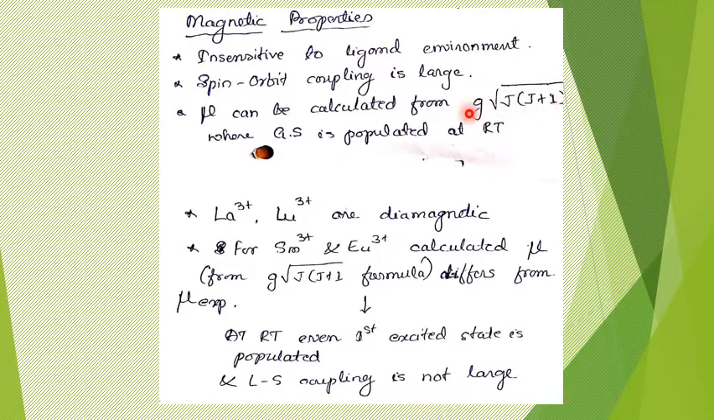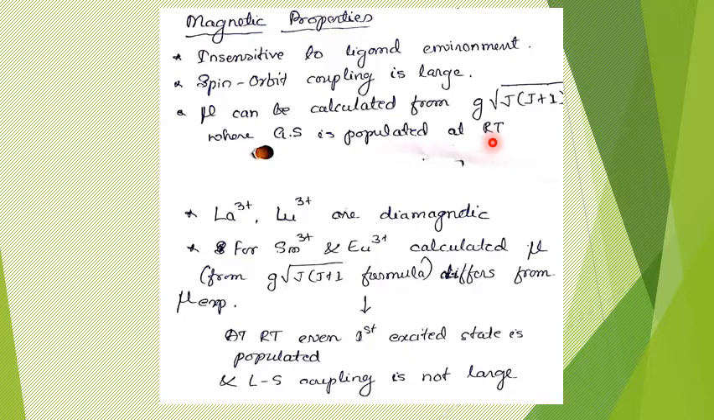Mu is equal to g into square root of J into J plus 1, where this g is the Landé splitting factor, right? For much of the lanthanoids, the calculated magnetic moment matches well with the experimental magnetic moment, with the exception of a few. So which are those exceptions? We shall see that. Here one point to be remembered: this formula can be adopted when the ground state is populated at room temperature. So what I can say is that the metal ion should be in the ground state at room temperature, right?